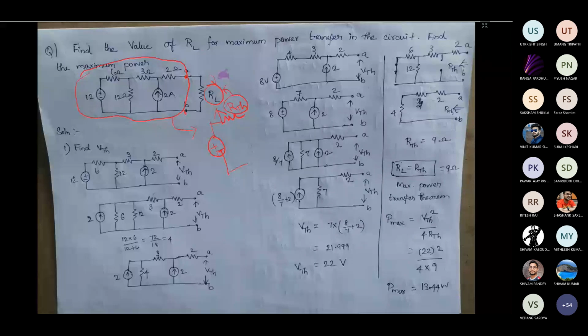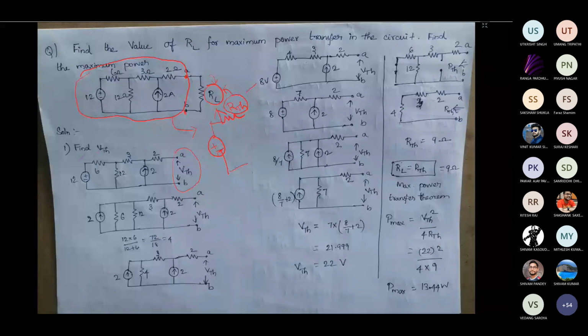Obviously, you can transfer maximum power only when your RTH is equal to RL. So whatever value you get for RTH, you can directly take it as RL in order to transfer maximum power. Okay, so for finding the Thevenin equivalent of this circuit, first we need to remove the load resistance. I have removed the load resistance here. Once I remove it, I have the remaining circuit like this.